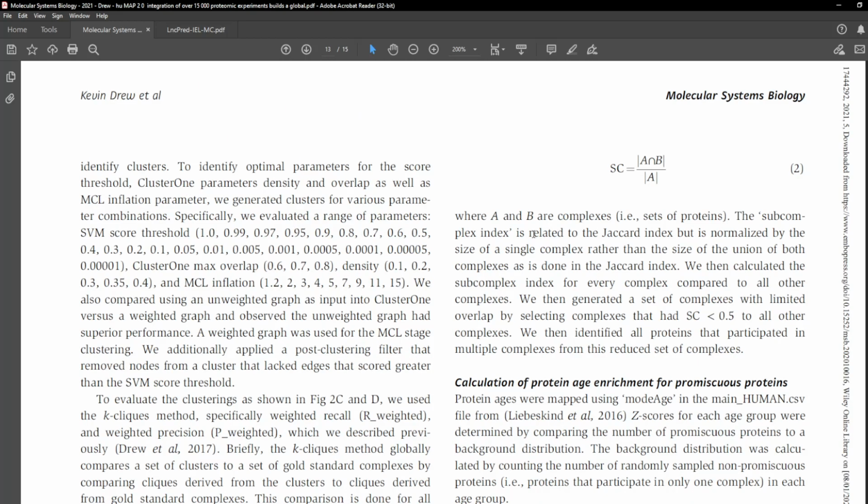We then calculated the subcomplex index for every complex compared to all other complexes. We then generated a set of complexes with limited overlap by selecting complexes that had SC less than 0.5 to all other complexes. We then identified all proteins that participated in multiple complexes from this reduced set of complexes.